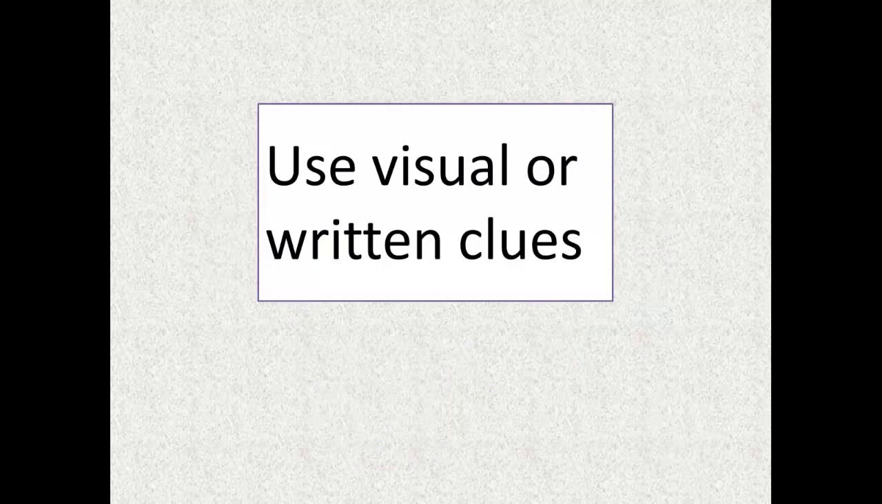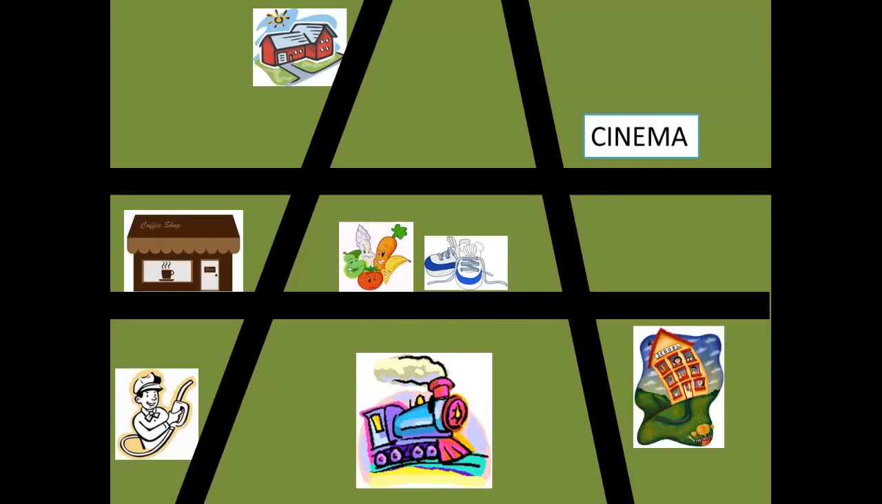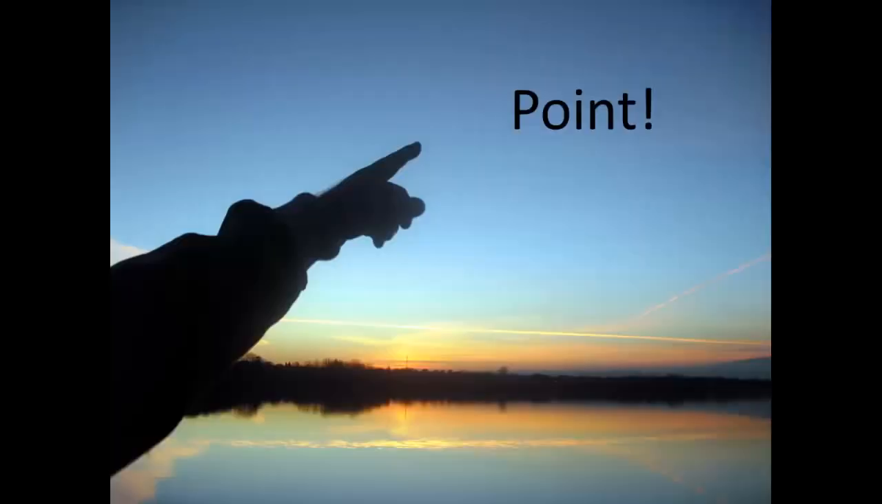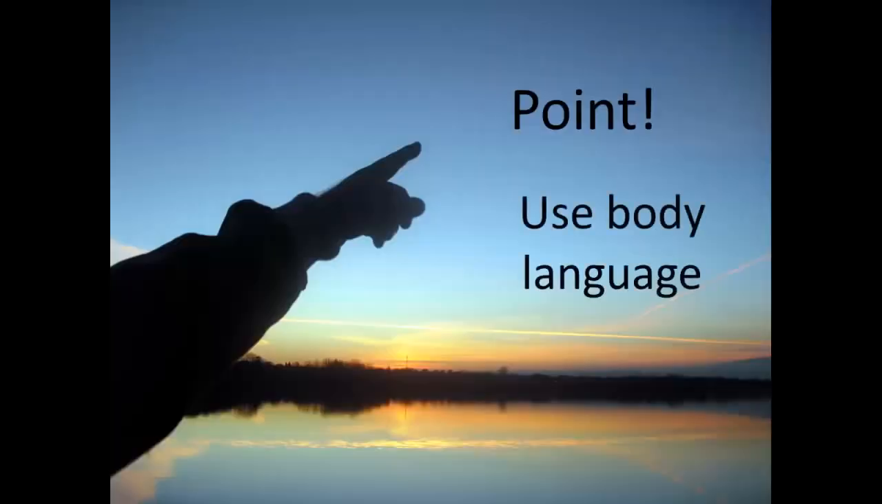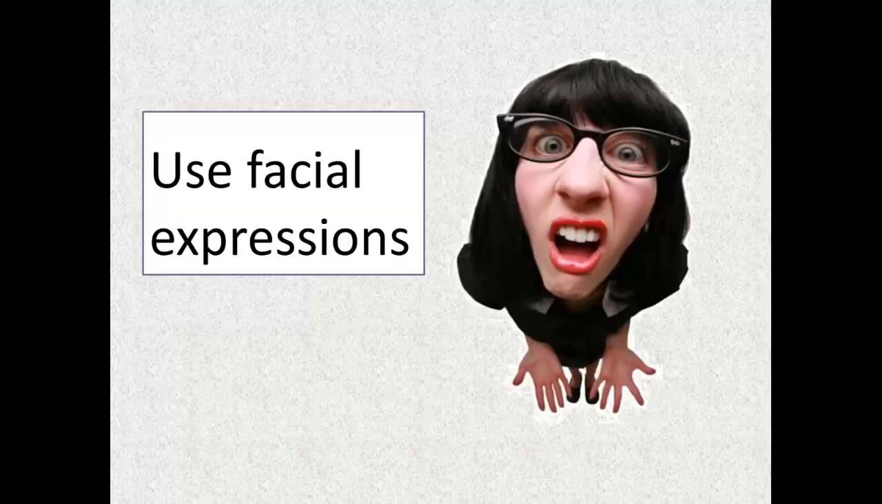Use visual or written clues. So in the example that I gave you, the obvious thing to do would be to show them the map that you're talking about. Show them what you want them to do. And associated with that, use gesture, point, use body language. If you want them to work in pairs, show them who you want them to work with, using your hands, for example. Use facial expressions, possibly not that one, but make sure they understand from your body language and your facial expressions what it is that you want them to do. This will help.